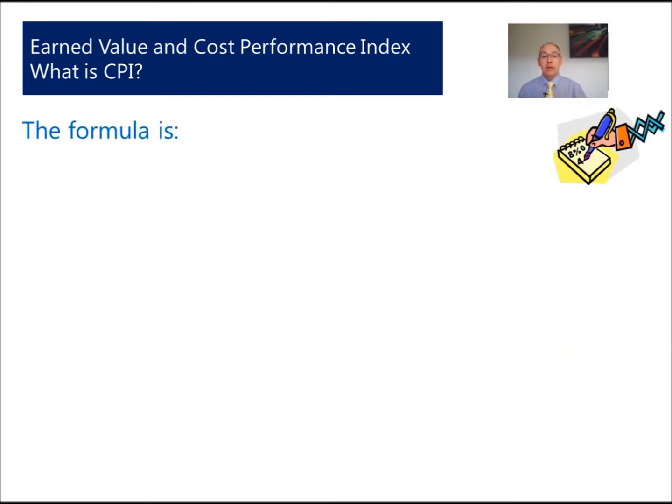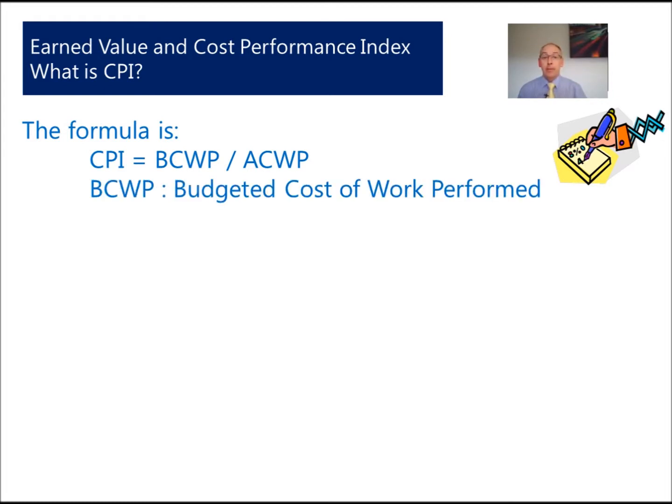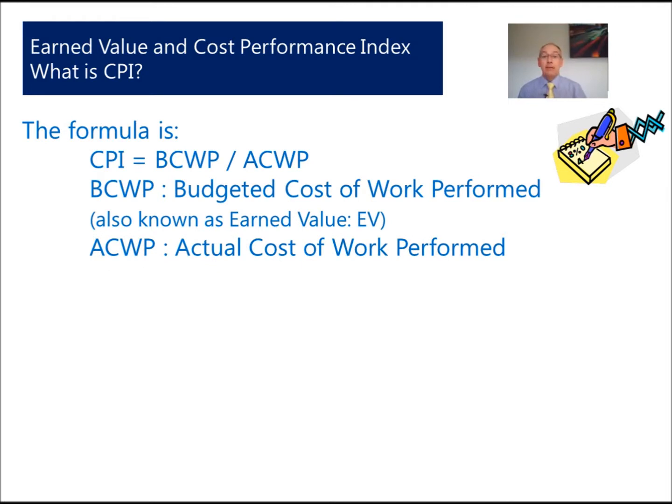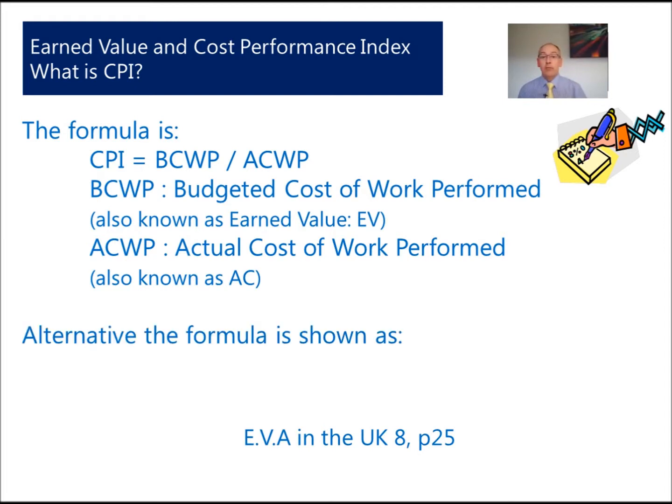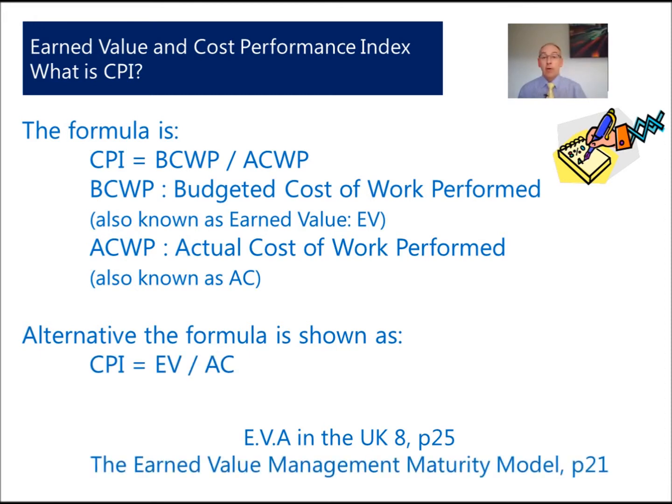So the formula is CPI, the Cost Performance Index, equals BCWP divided by ACWP. Now the BCWP is the budgeted cost of work performed, also known as the earned value. The ACWP is the actual cost of work performed, also known as AC. Now this is taken from Steve Wake's book EVA in the UK. An alternative formula that Ray Stratton identifies in his book The Earned Value Management Maturity Model is that CPI equals EV divided by AC.